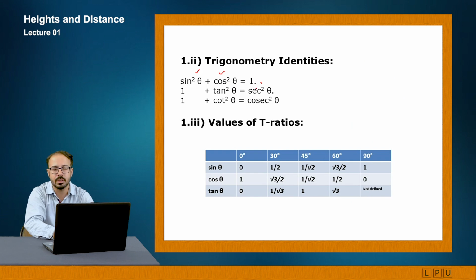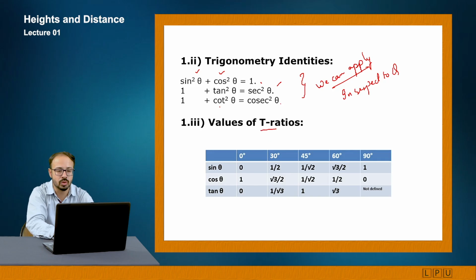1 plus tan square theta is equal to secant square theta. 1 plus cot square theta is equal to cosecant square theta. These three identities we can apply where? In respect to the question demand.